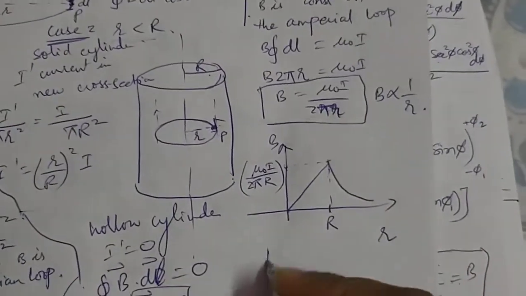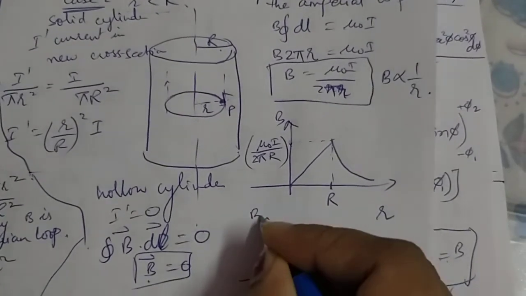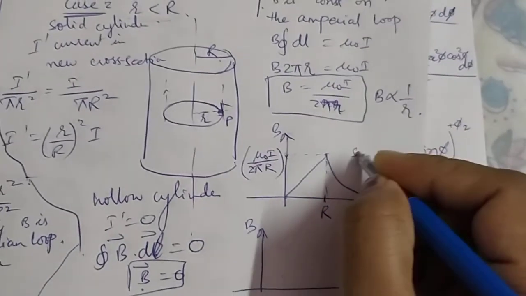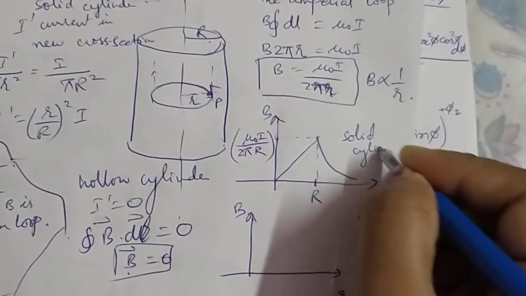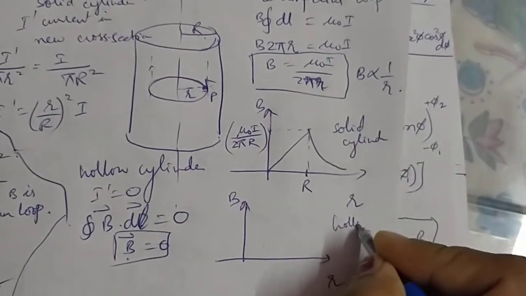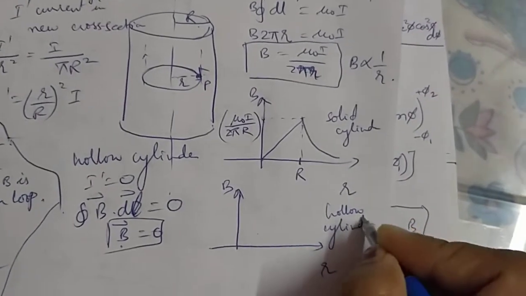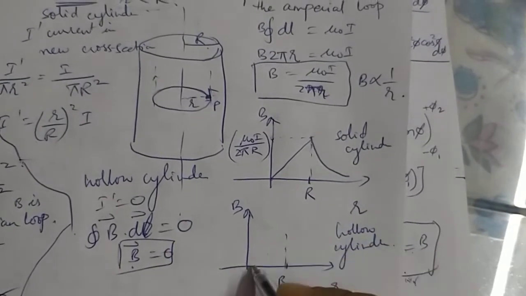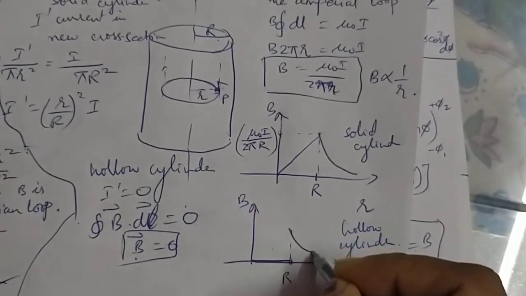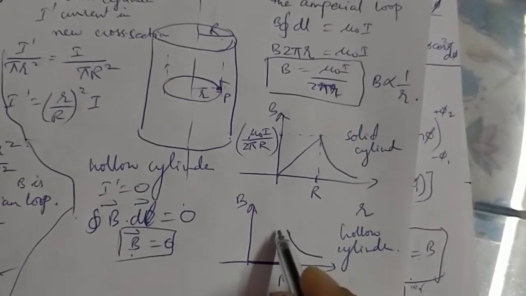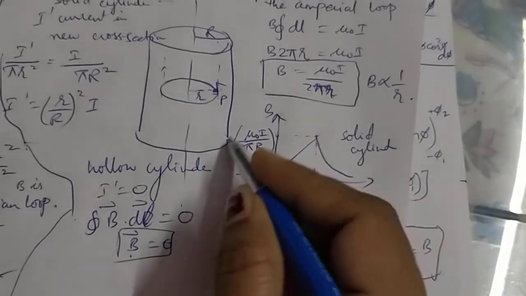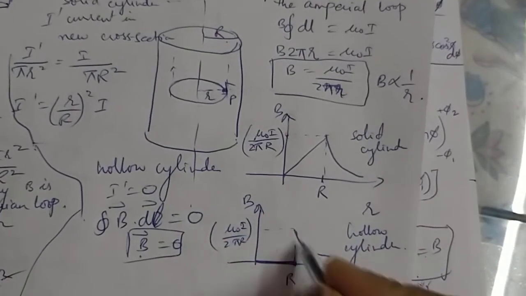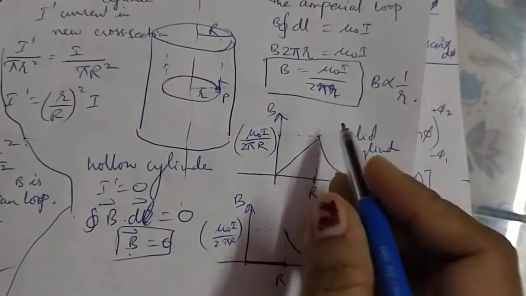So if you have to plot the magnetic field variation with small r for a hollow cylinder, this was for the solid cylinder, and this is for the hollow. For the hollow cylinder, till capital R the magnetic field is 0, and after that it is like this. Okay, and what is this value? This value is the same as this, mu naught I by 2 pi R, but here inside it is 0, and this is directly proportional.